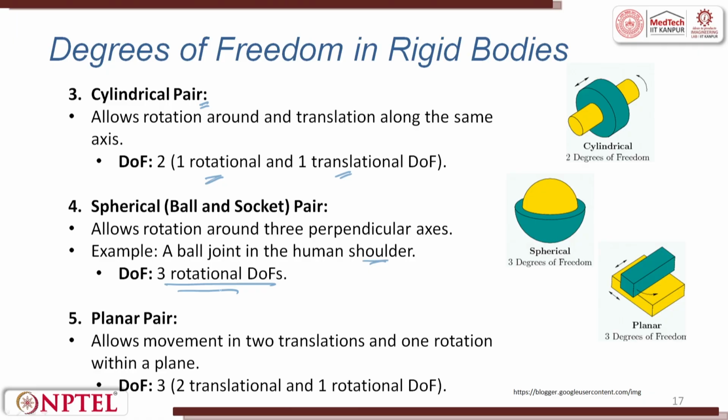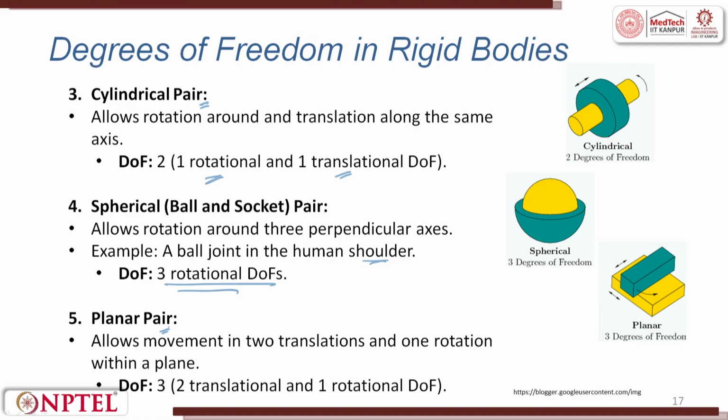So, it can move like this, can move like this. So, it has 3 rotational degrees of freedom. So, the last one is going to be planar pair. Planar pair gives you 2 translations in this direction and in this direction, and then it also gives a rotation.